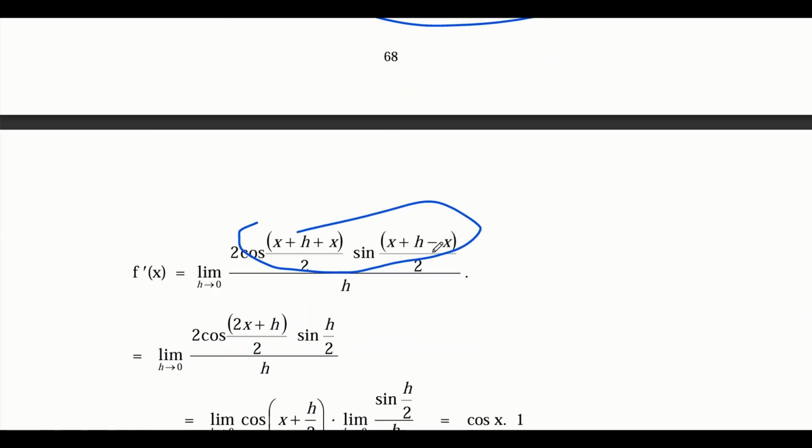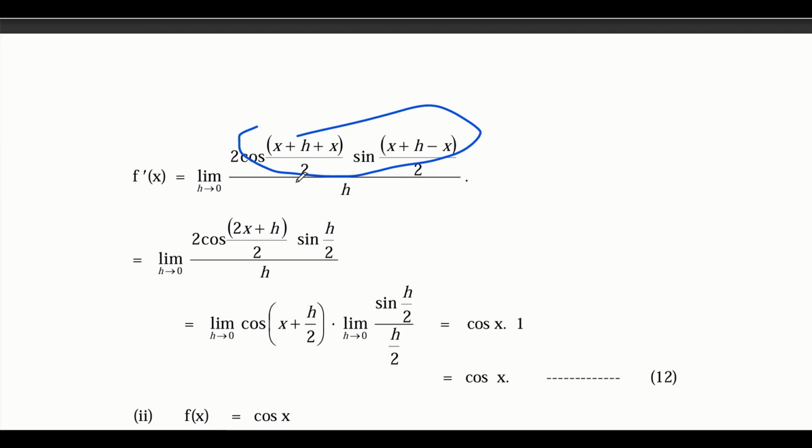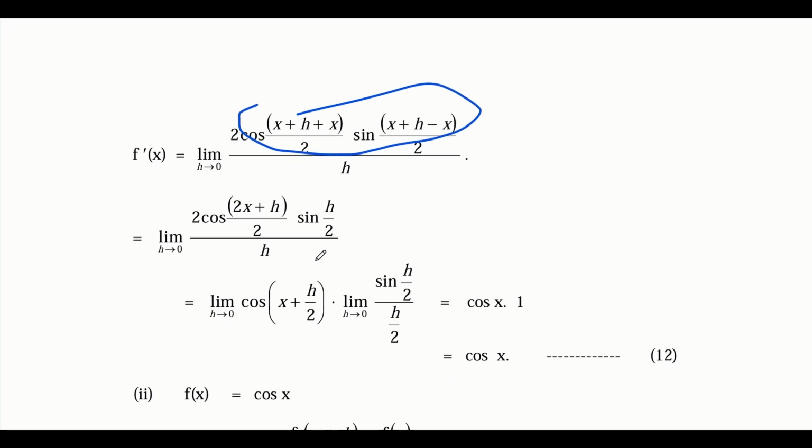Now, after you apply it, you come and get 2 multiplying cosine of 2x plus h over 2 multiplying sine of h over 2. Then you go ahead to simplify. Now in simplification, use the limit theorem. These two are multiplying, so you can find the limit of them separately. Now when you try to find the limit of cosine of x plus h over 2 as h approaches 0, you'll be left with cosine of x. Why? Because if you put 0, you get cos of x plus 0 over 2.